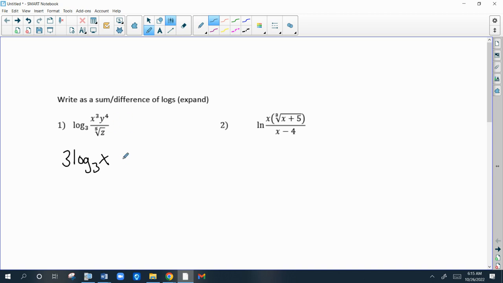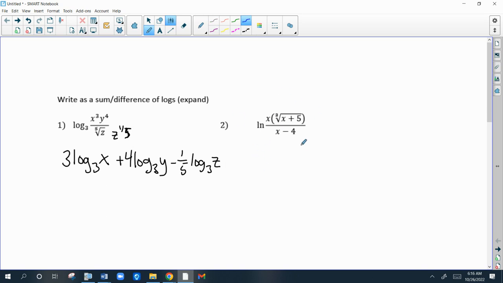The y is on top, so it's positive log base 3 of y, and then its exponent of 4 comes down in front. And then the z is on the bottom, so that's going to be a minus, because when you have a log of a quotient, it's a minus. And z is the fifth root, so remember that's z to the 1/5 down there. So its exponent is 1/5, which should come down in front of that. And we are now done with that problem. That's all there is to it.